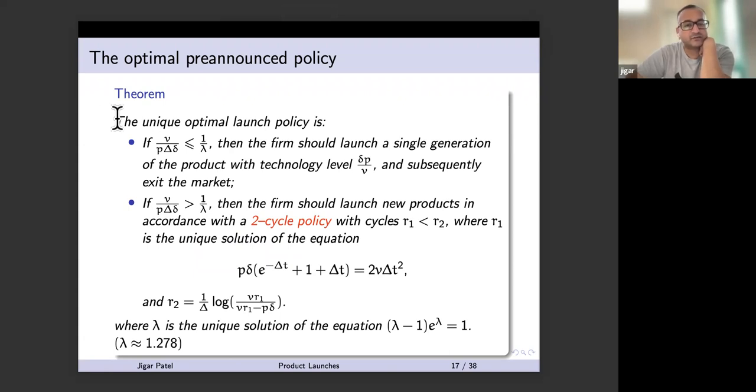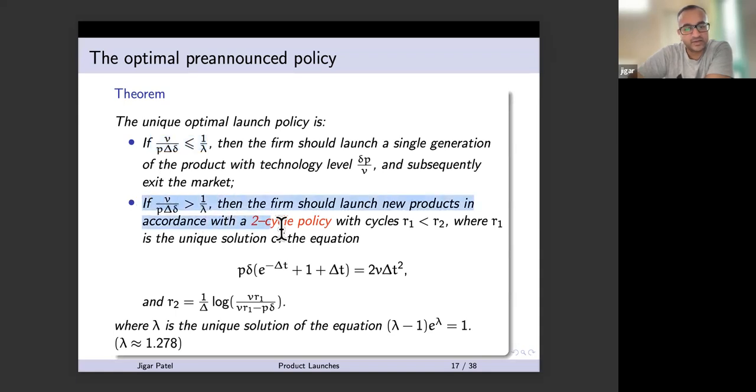So this is the major result of the work, which is there is a unique optimal launch policy. In some fringe conditions, the condition that doesn't get satisfied most of the time, the firm will just launch once and exit the market. Imagine a product that lasts a long time and technology improvement doesn't happen much. In that case, the firm doesn't have any incentive to launch more products.